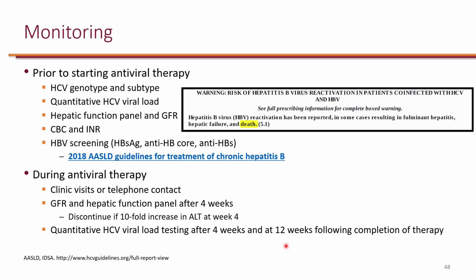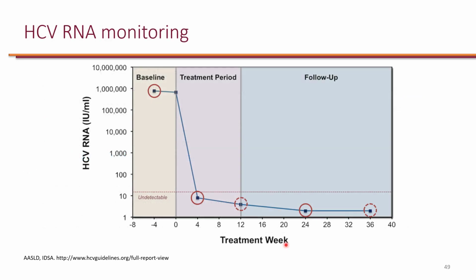and that's to ensure that the patient has actually been cured. So this is a visual representation of when to get the viral load. On the vertical axis, we're looking at plasma Hep C RNA levels, and on the horizontal axis, we're looking at time. So before we actually start treatment at baseline, we need to get the viral load. And then during treatment, we need to get one viral load at week 4.